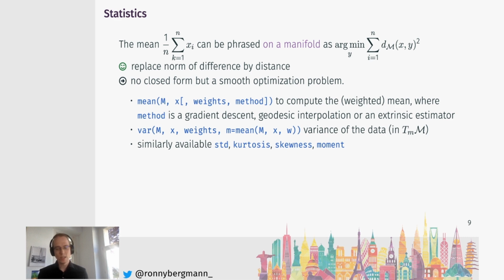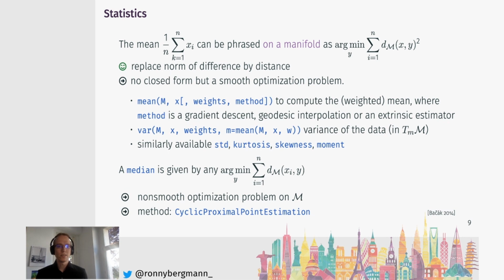Another possibility that is also derived in the same manner is the median, which is a minimizer of the distances to one point y. This is a non-smooth optimization problem, and we provide the cyclic proximal point estimation for that, which goes back to Miroslav Baáak a few years ago.